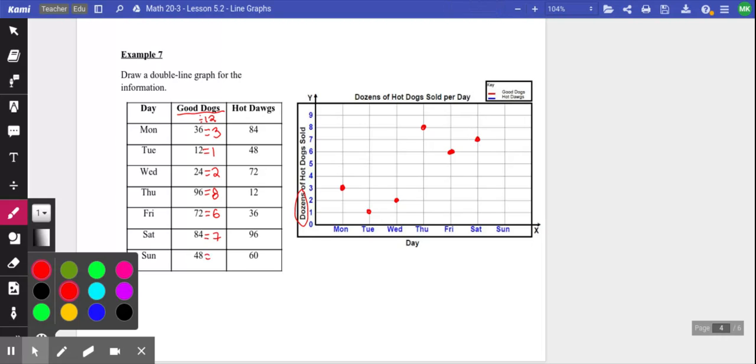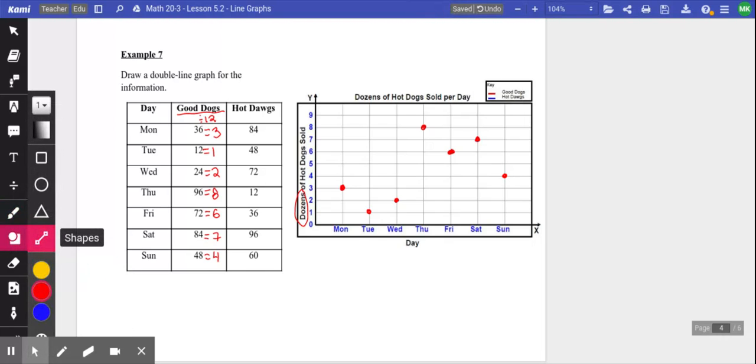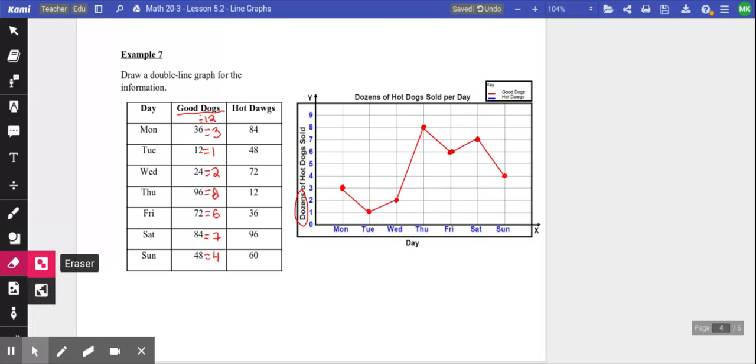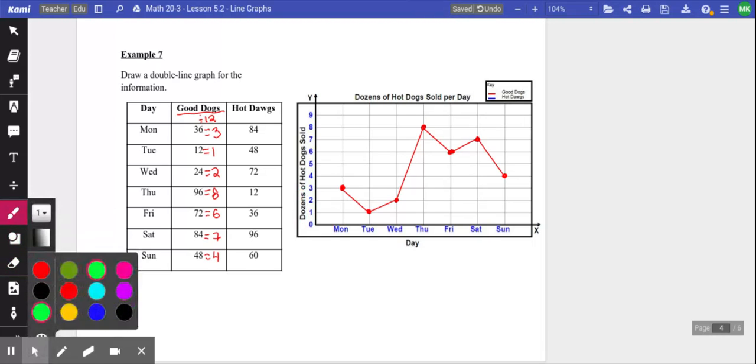On Sunday, there was 4 dozen. And that would create Good Dogs line graph. And the way we're going to distinguish them is with colors. So if you're doing this on your own, you should have different colors to show different line graphs. I'm now going to do the blue for Hot Dogs Company.